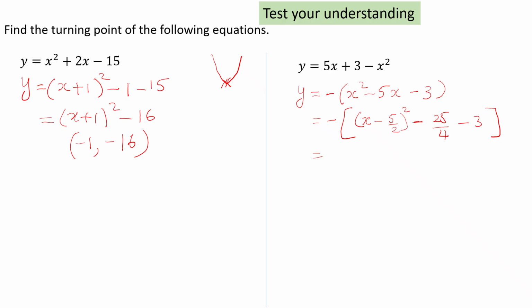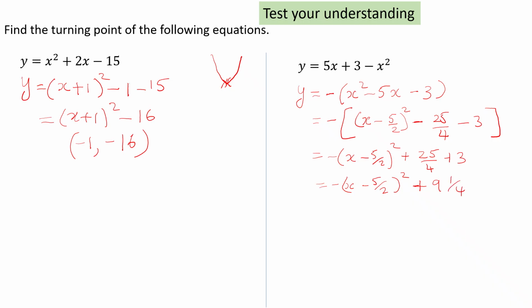Now multiply by the negative sign. Negative (x minus 5 over 2) squared, negative times negative is positive, 25 over 4 plus 3. Negative (x minus 5 over 2) squared, and 25 over 4 is 6 and a quarter. So 6 and a quarter plus 3 is 9 and a quarter.